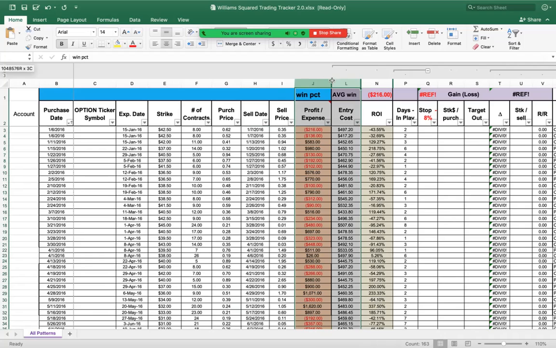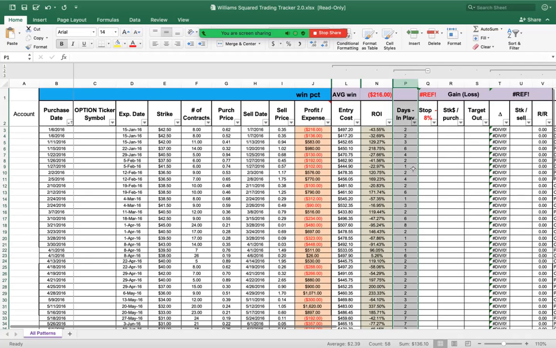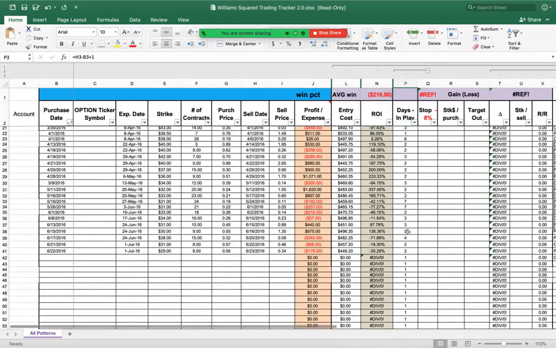So profit and loss here, your entry cost, and your return on investment, and how many days you're in the play. So as you can see, these are some short days of being in these plays. Like I said, very short, like swing trades. The average time frame in these trades was 3 days. And it's a total of 39 trades, right? 39 entries and exits, full on, in and outs, 39.